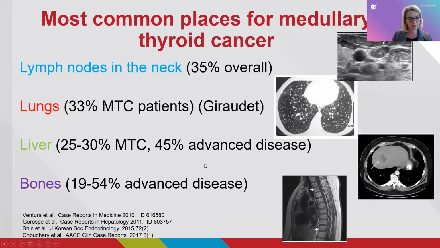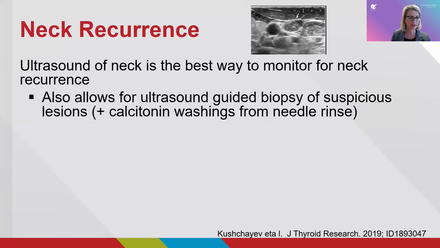Here's some numbers when people have tried to look at how common this is. 33% of people who have metastases are estimated to have lung metastases, and they can be multiple small ones, or sometimes they can be bigger ones. Liver, they've estimated that they occur in up to 30% of all comers, but 45% of people who have fairly advanced disease. And bones, the rates have been a little more variable, but have been reported in 19 to 54% of people. So what about neck recurrence?